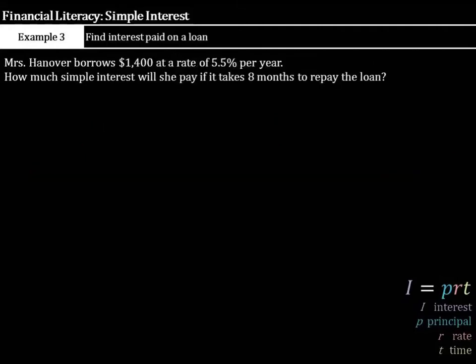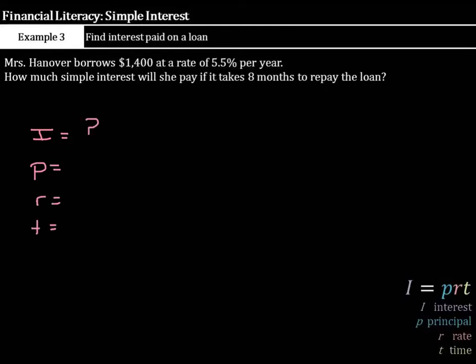As we move on to example 3, Mrs. Hanover borrows $1,400 at a rate of 5.5% per year. How much simple interest will she pay if it takes 8 months to repay the loan? Let's once again start off by defining our variables. I equals, P equals, R equals, T equals.